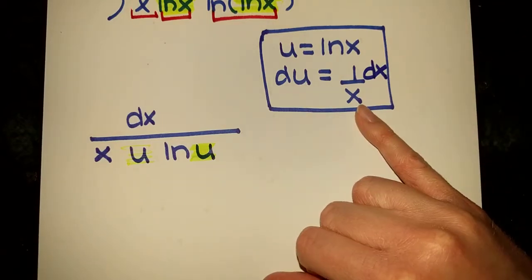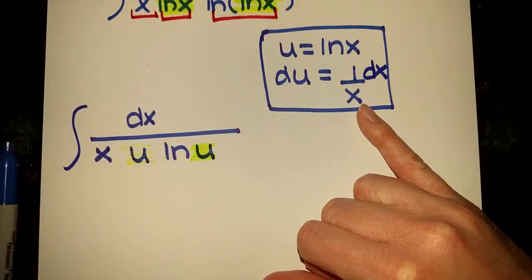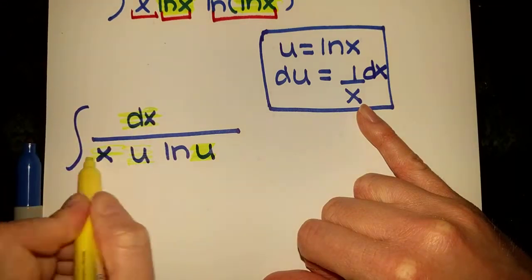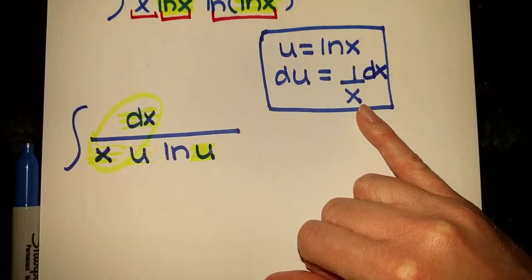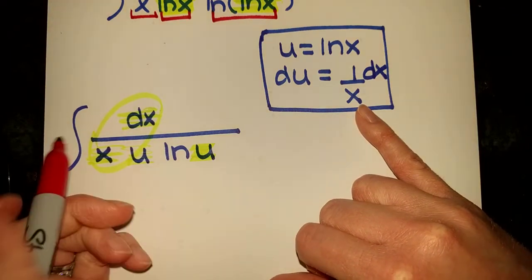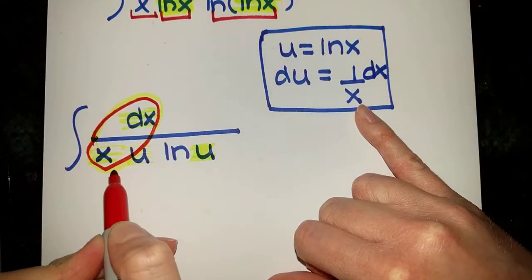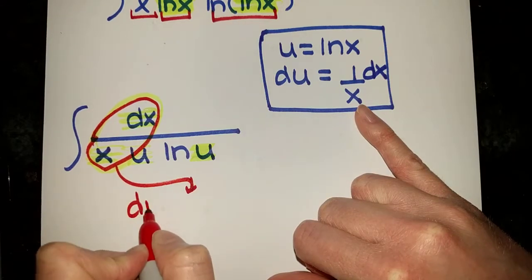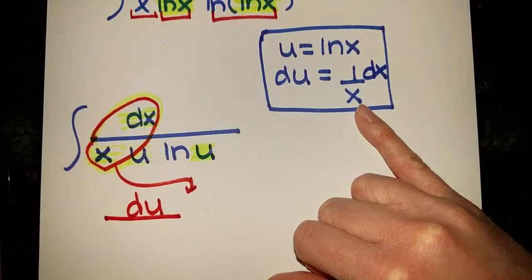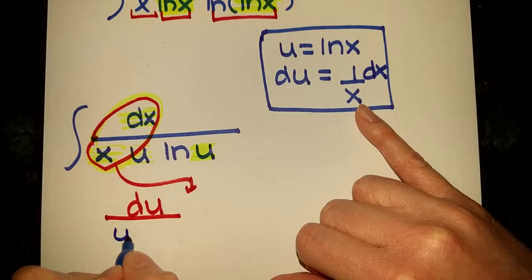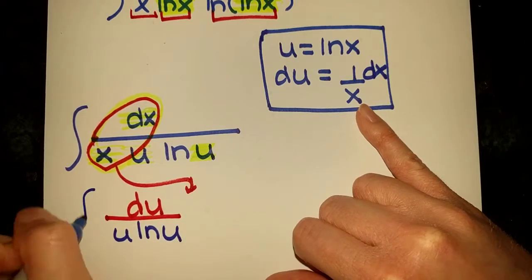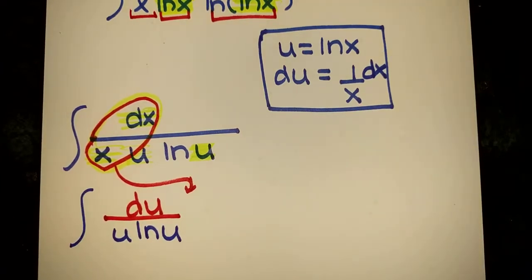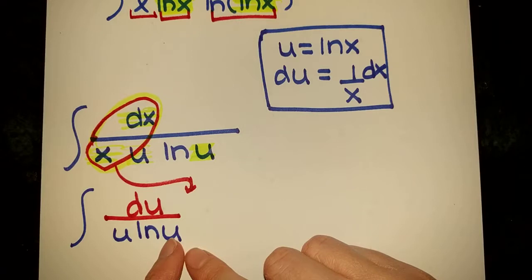So using the du definition, I could say that this dx over x, all of that becomes my du. So this, let me do this in a different color. This dx over x would become du, and that's over my u natural log u. And then we have the integral. Now you look at that and think, well, how am I going to integrate that? Because I don't have a special little rule for u natural log of u in the denominator.